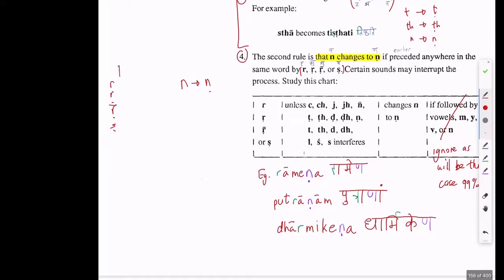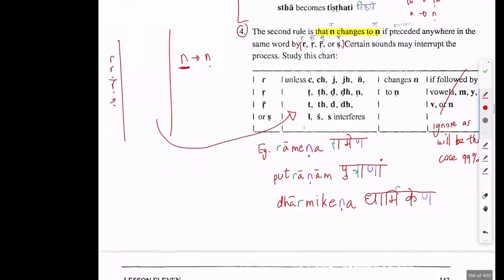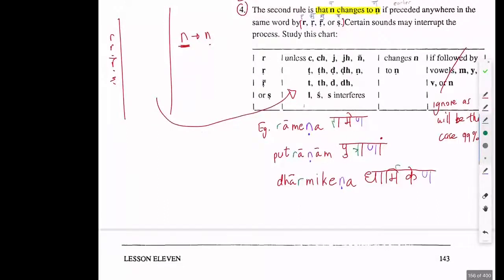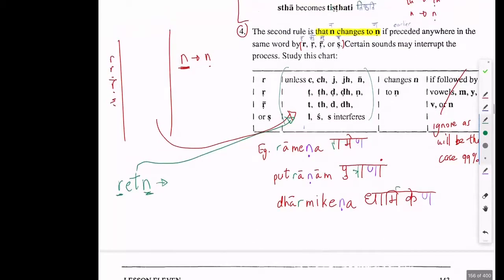Okay, unless in between these letters come, then this n remains safe. So I'll do a little test to see how well we understood. What about... Will it stay the same? Yeah, why? Because the t is in between the r and the n. So in other words, what I said is, if you have in between the r and the n any one of these letters in this table, then this n remains safe.